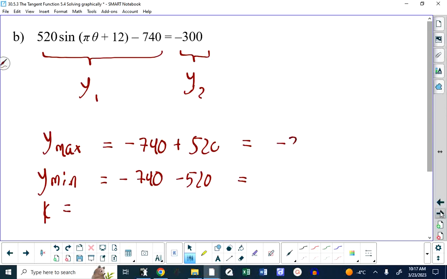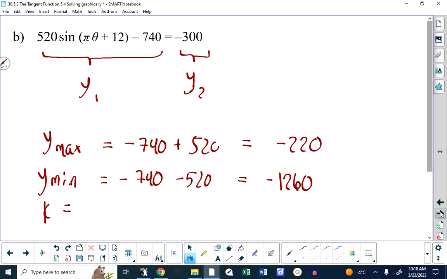What do we get here? Negative 220? Negative 1160? 1260. Okay, thank you, Ellie. Negative 1260. So I have to go from, the x-axis is the ceiling, everybody. I have to go from negative 1260 up to negative 220 vertically. This is my y min on my graph, and it's my y min in my window settings.